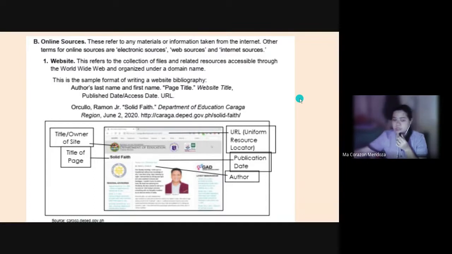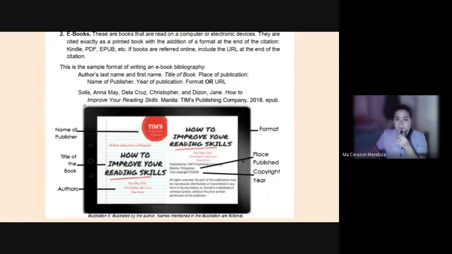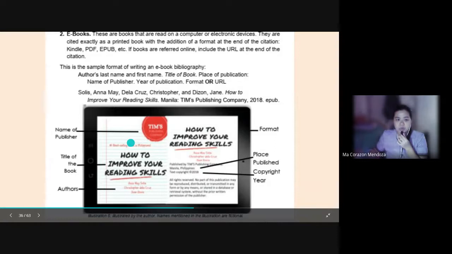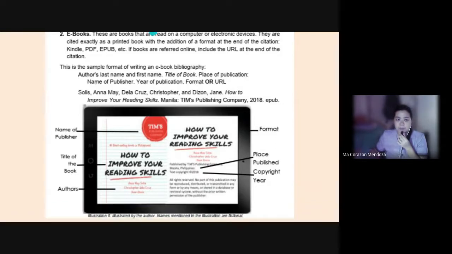Okay, that's website. Next, we have ebooks. Now, class, please don't confuse ebooks. There are different types of ebooks. These are books that are read on a computer or electronic devices. It is called an ebook if the book is stored in your PC, laptop, cell phone, tablet, Kindle, wherever. As long as it's not printed, it's called an ebook.